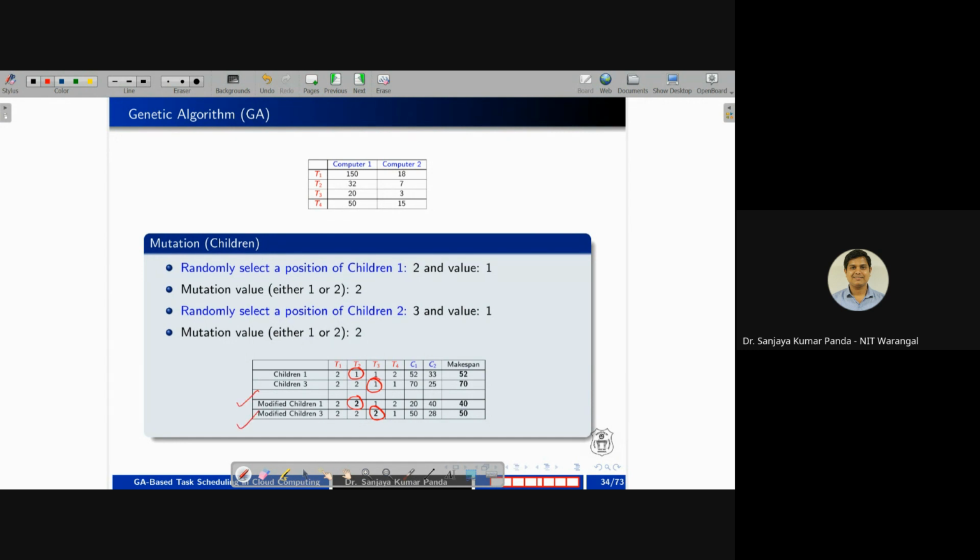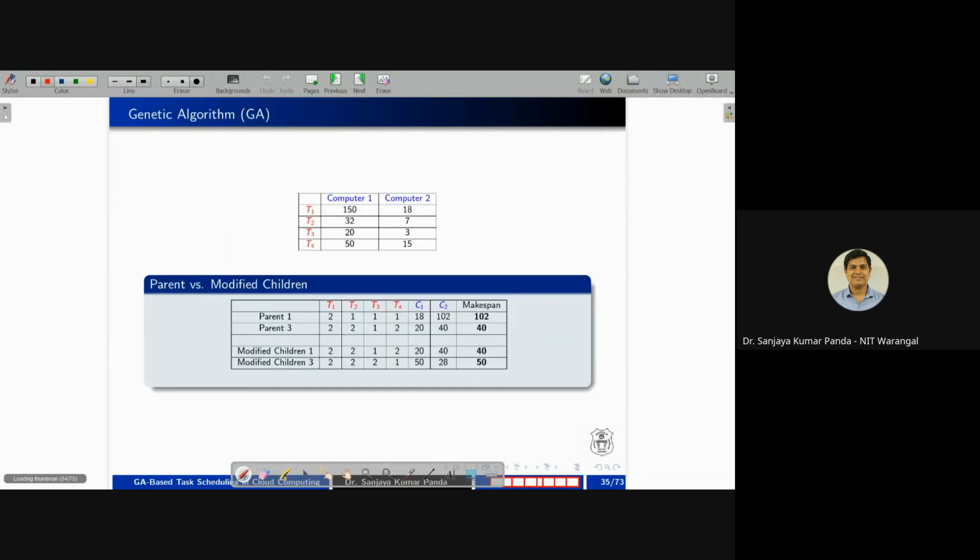So always remember, comparison is done between parent and modified children. So you have to compare parent with modified children. For example, in this case, we have taken 2 parents. So parent 1 is giving 102, parent 3 is giving 40. Similarly, in the modified children case, you are getting 40 and 50.